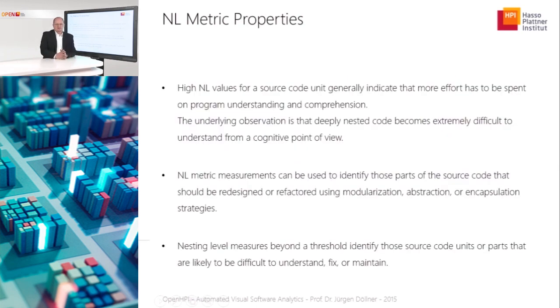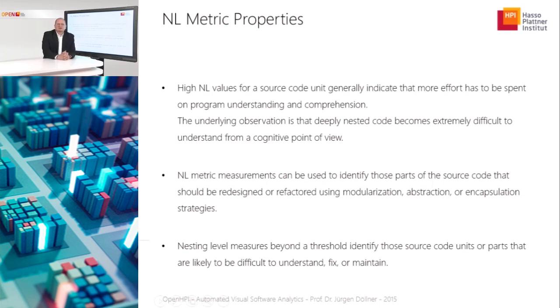What about the properties? High nesting level values for a source code unit generally indicate that more effort has to be spent on program understanding and comprehension. Especially in software maintenance, this is typically a big issue. The underlying observation is that deeply nested code becomes extremely difficult to understand from a cognitive point of view. So it's just difficult to read such implementations.